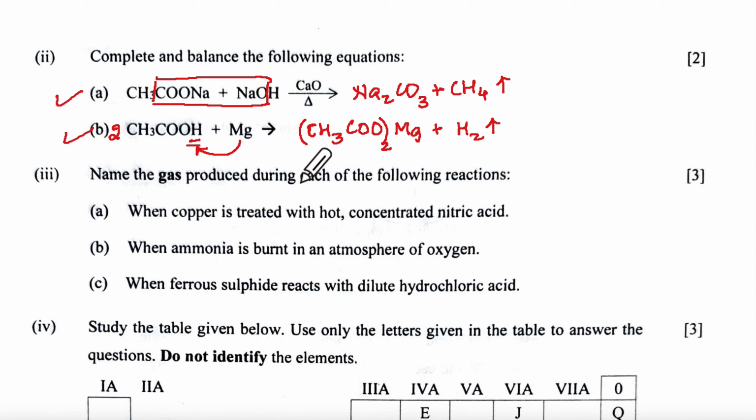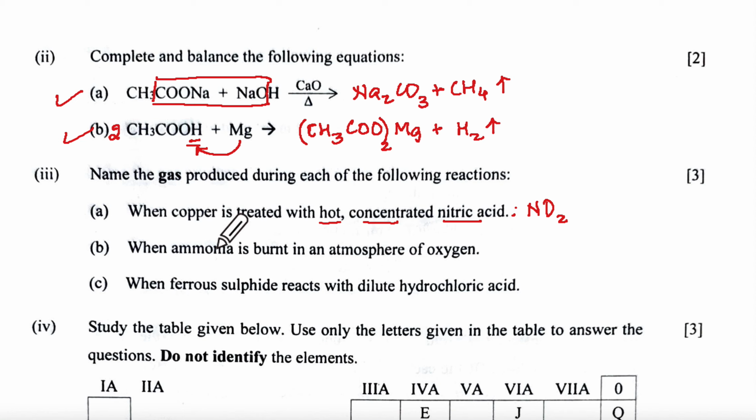Name the gas produced during each of the following reactions. A. When copper is treated with hot conc nitric acid. So the gas evolved is going to be NO2. I'm writing NO2, but you have to write nitrogen dioxide. Symbols are not allowed.